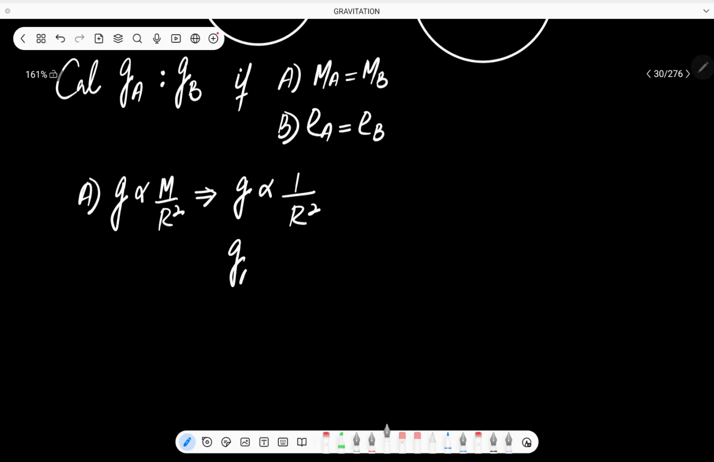Now what does that mean? That means gA divided by gB is equal to rB divided by rA, inversely proportional, whole square. Is that clear?